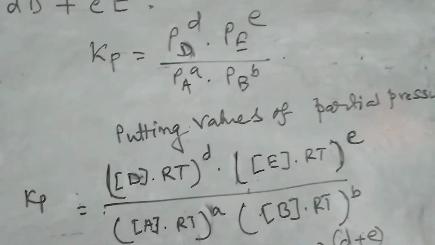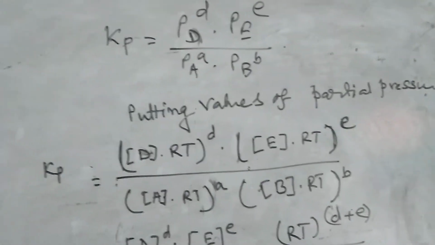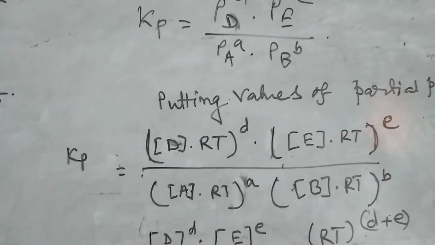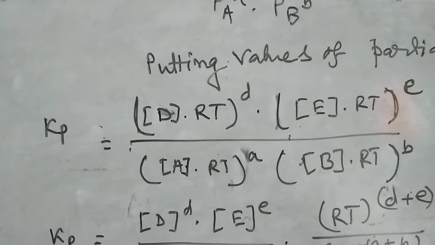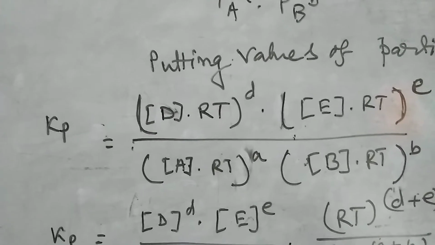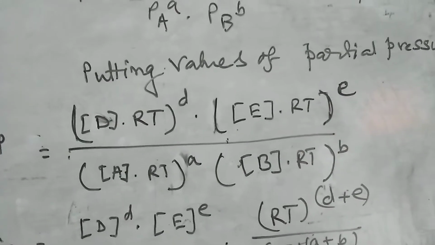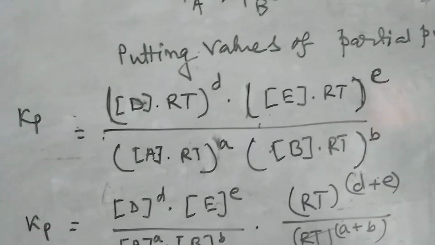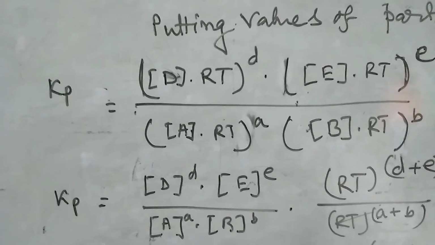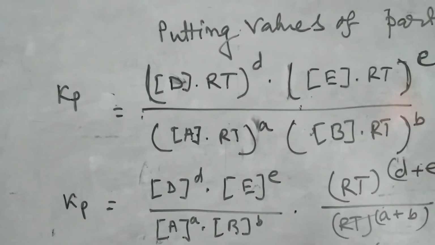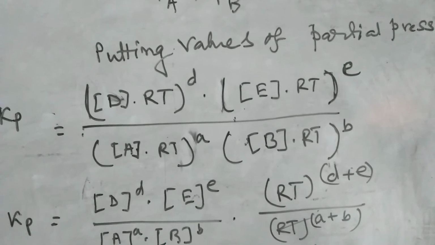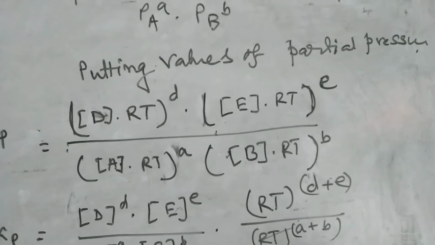Now we put these partial pressure terms into the Kp relation. The Kp is the partial pressure of D to the power d, and so on. Instead of the partial pressure of D, we write concentration of D into RT to the power d, then concentration of E into RT to the power e, divided by concentration of A into RT to the power a, and then concentration of B into RT to the power b.